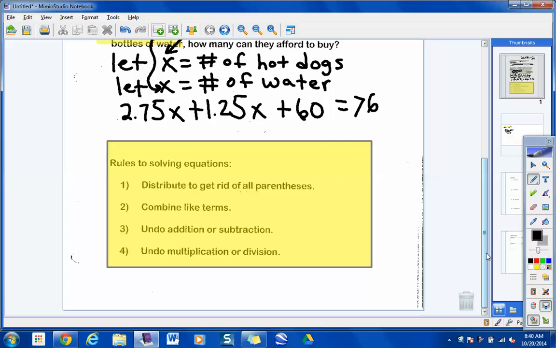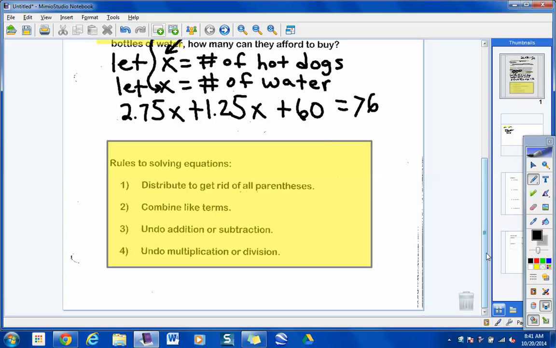If you can follow this step by step, understand what you're doing step by step in these rules for solving equations, this will be a piece of cake. Okay? What's the first rule say to solve equations that we're going to start looking at today? Distribute to get rid of all parentheses. We're going to try and distribute to get rid of all parentheses.